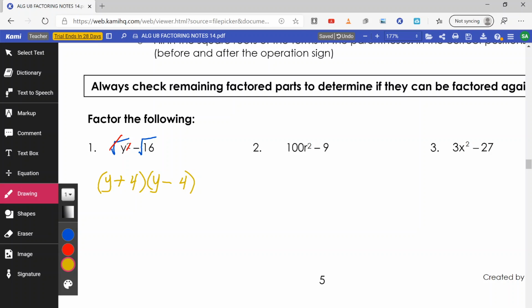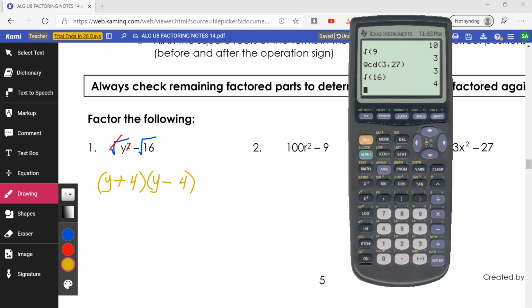Now the second problem, 100r squared minus 9, it's possible we have a common factor. We got 100, we have 9, it's possible due to how big the numbers appear. So what we want to do is check to see if we have a common factor other than 1 between 100 and 9. And we get 1. So there is no common factor that I can divide off.